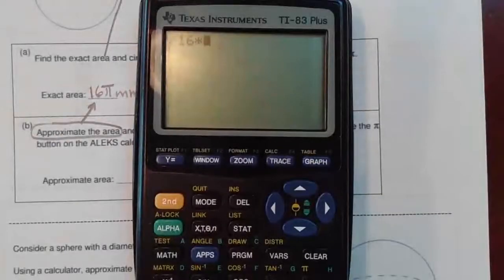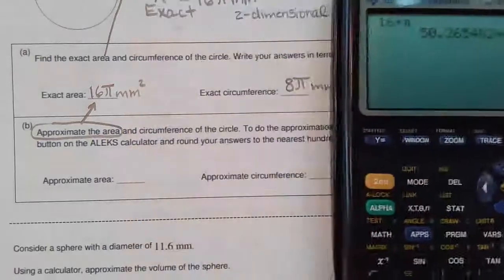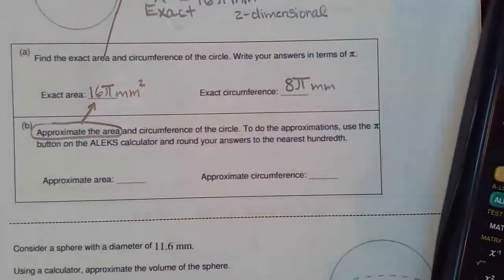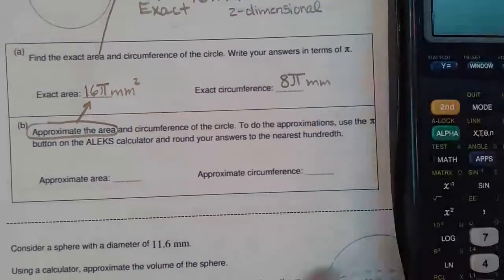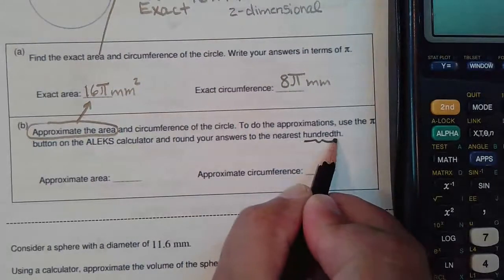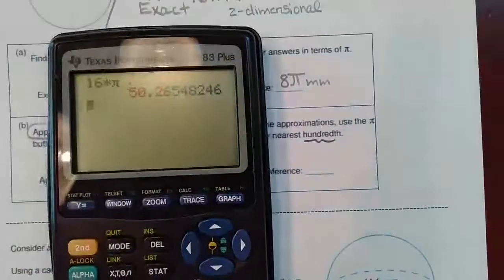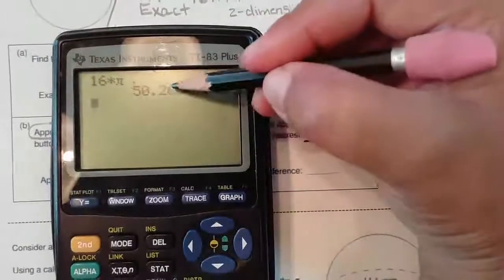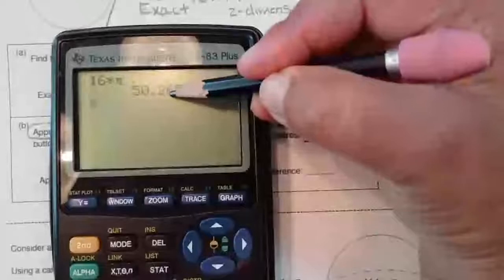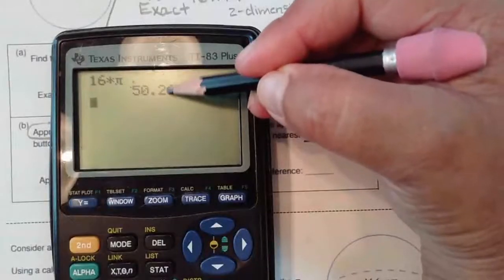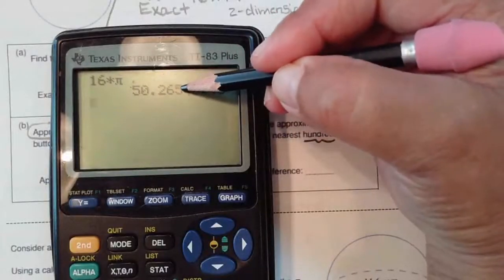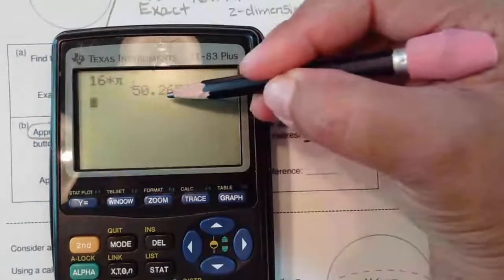At which point you will get decimals. And then you can round it off to whatever they tell you to round it off to, if they did tell you to round it off. Oh, okay, here it is right here. Round off to the nearest hundredth. That's two numbers after the decimal. So let's look at that again. It was 50.26. We want to cut it off right there and either leave this as a six or round it up. We need to round that up because of the number next to it. So 50.27.